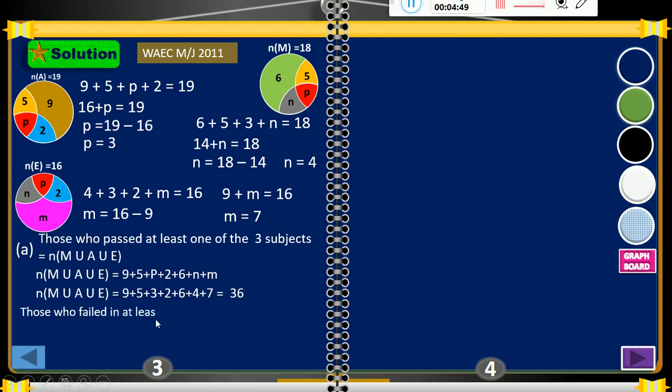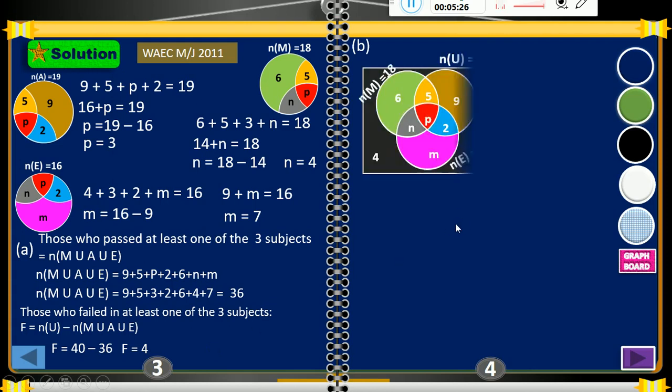Those who failed in all the 3 subjects will give us the total number of students in the class, the universal set, minus the union of the 3 sets, those who passed the subjects. So 40 minus the total we have calculated here, which is 36. So therefore those who failed is 40 minus 36. So those who failed the 3 subjects will be 4. So there are 4 students that failed the 3 subjects.